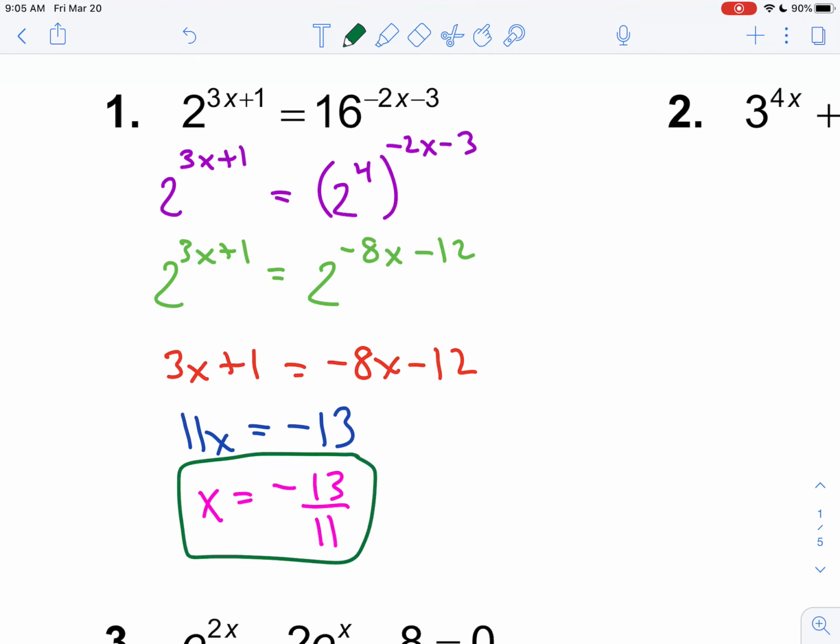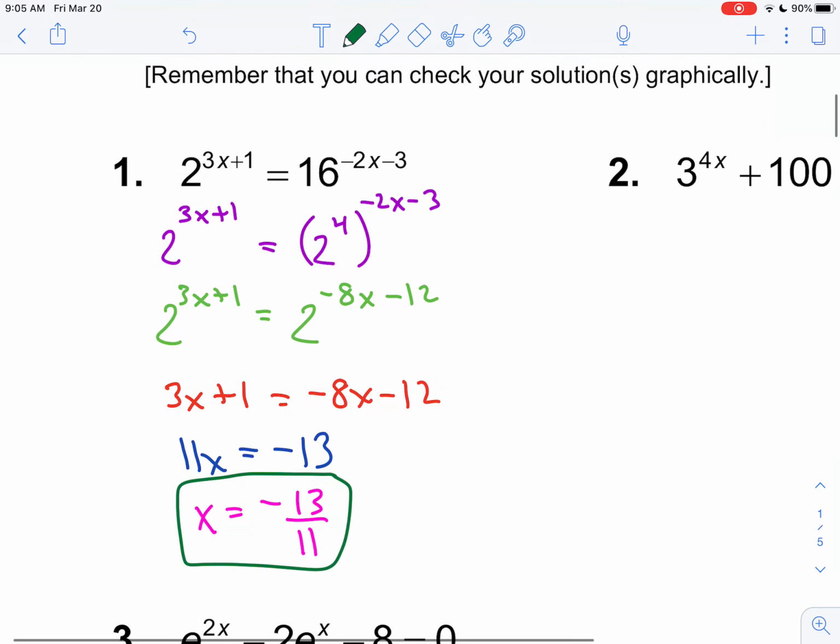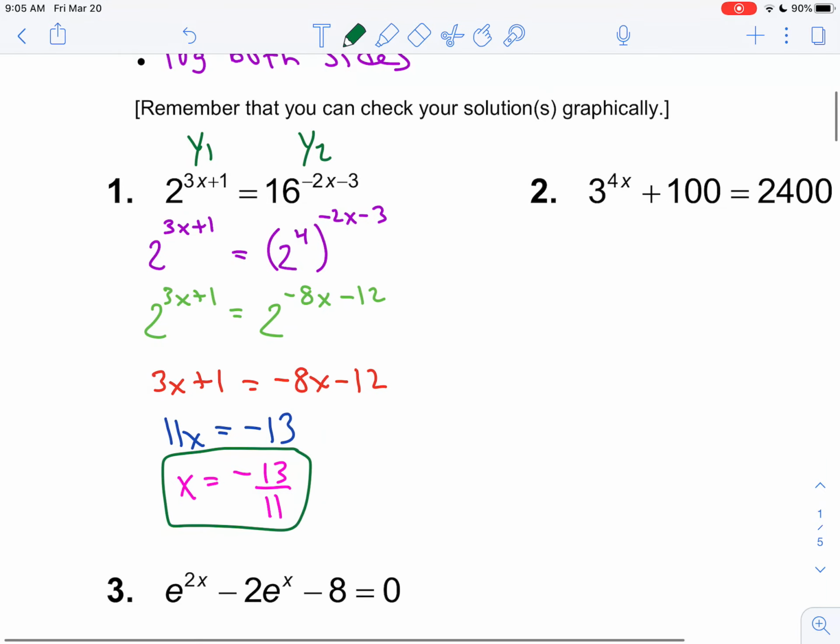And the nice thing is you guys already know that the domain of an exponential function is all real numbers, so we don't have to worry about extraneous solutions. But if you felt like it, you could check your answer by hand, putting it back in for the x's, or you could also go to the graph and say, hey, here's y1, here's y2. Let's see where they cross. And you know the answer is going to be x equals negative 13 over 11.